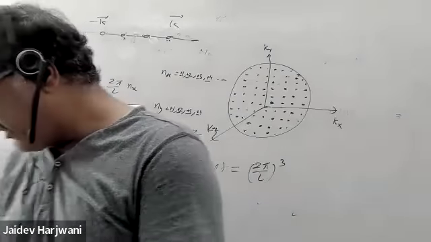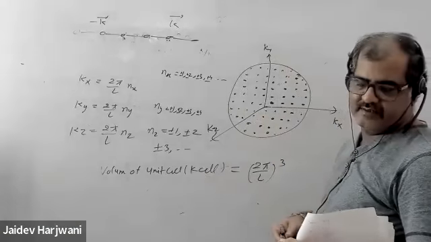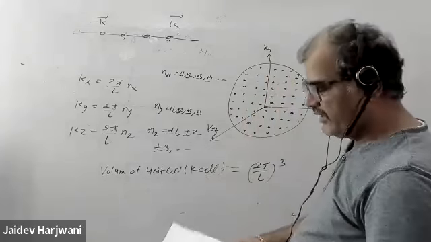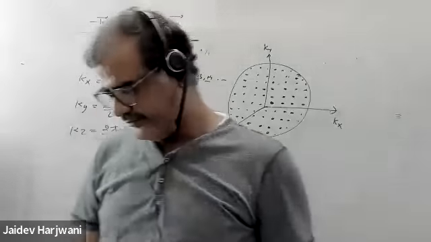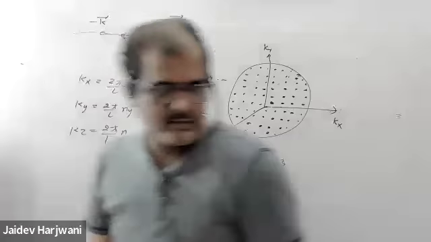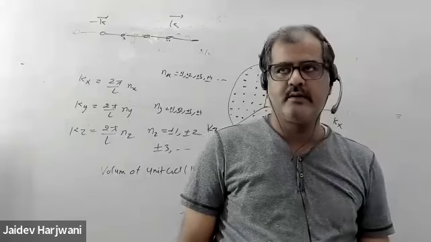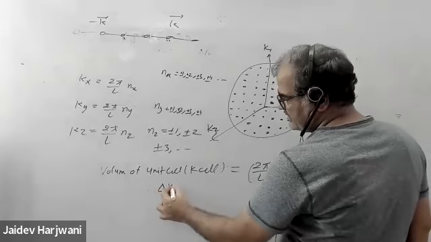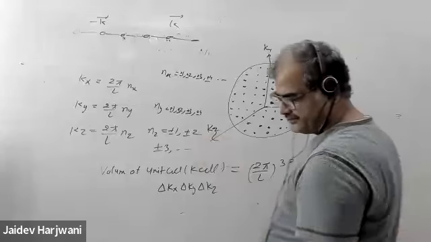Now I want to calculate how many cells are there. How many of these kind of cells are there in this volume? So how can I calculate? Sir, when we took the volume with nx, ny, nz, we will multiply kx into ky into kz, right? So volume of unit cell is delta kx, delta ky into delta kz.